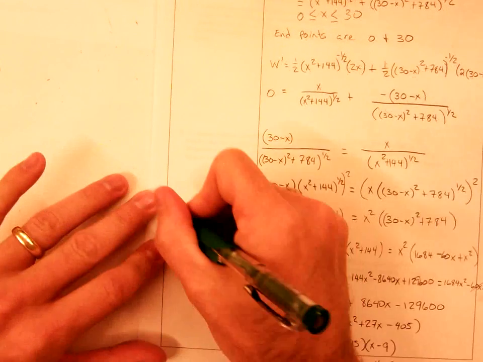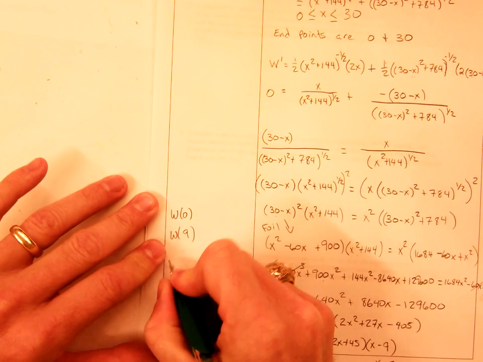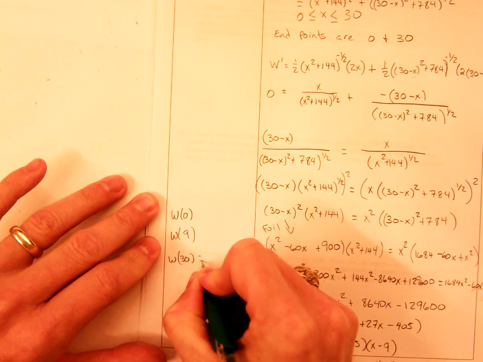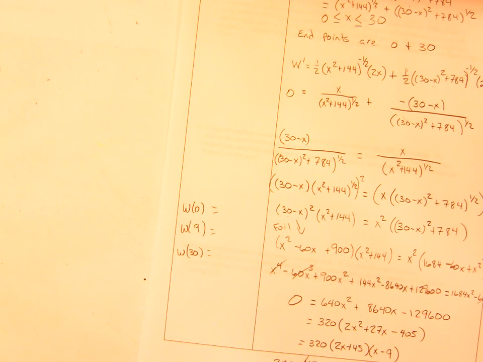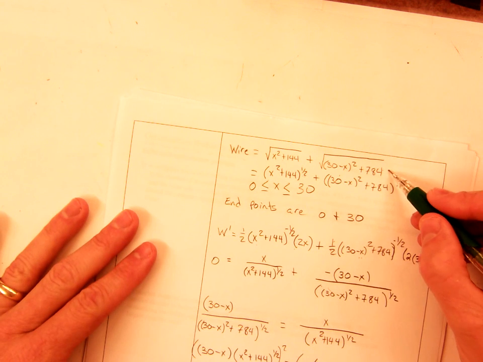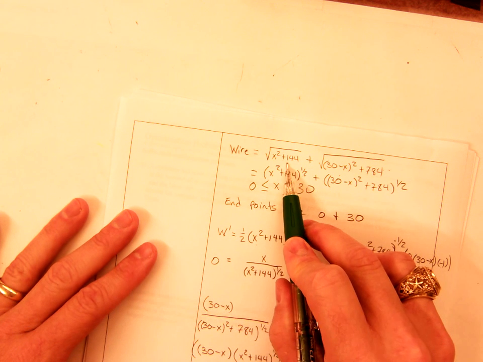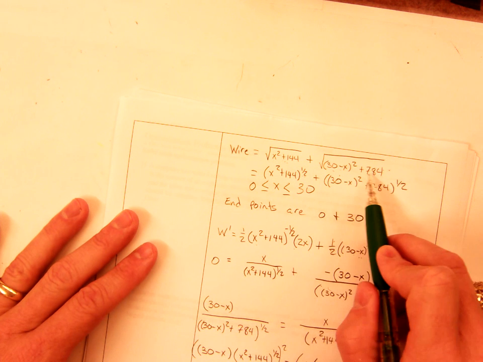Endpoints. So I need to find W of 0, W of 9, and W of 30. And I want the smallest. So I'm going to go back to my original equation, which was this right here. Everybody see that? I'm going to plug in the x value. So when I plug in 0, I get 12 plus 900 plus 784 under the root, which is something.